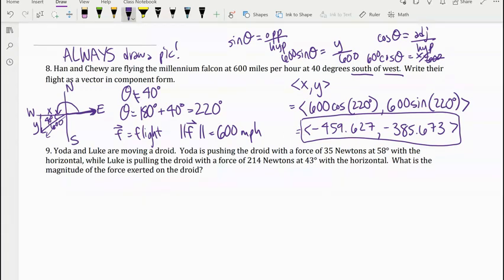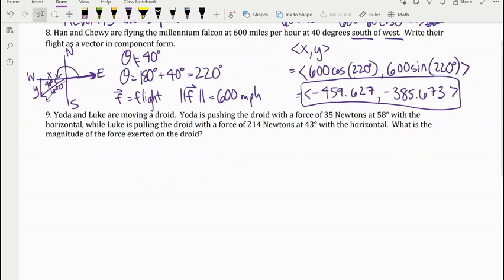So that's writing a vector in component form. Basically, just remember your SOHCAHTOA with those types of problems. It is pretty much always this formula here, where x is magnitude cosine theta and your y is magnitude sine theta.